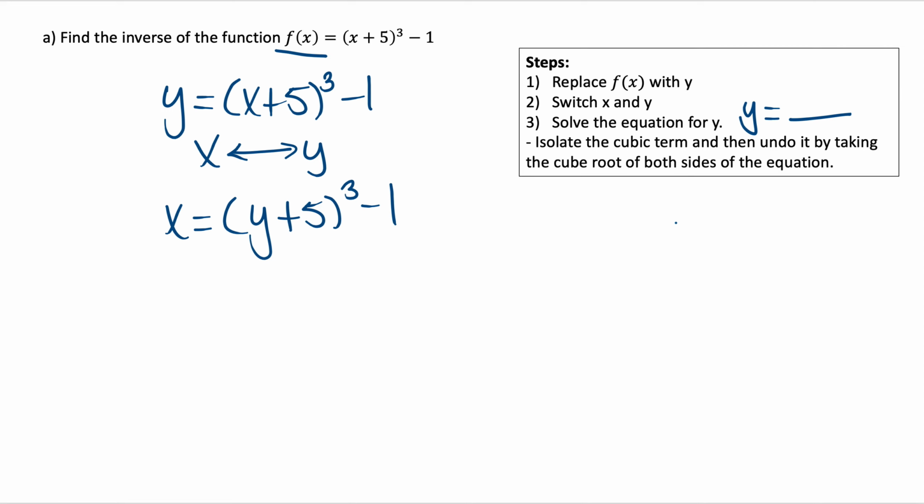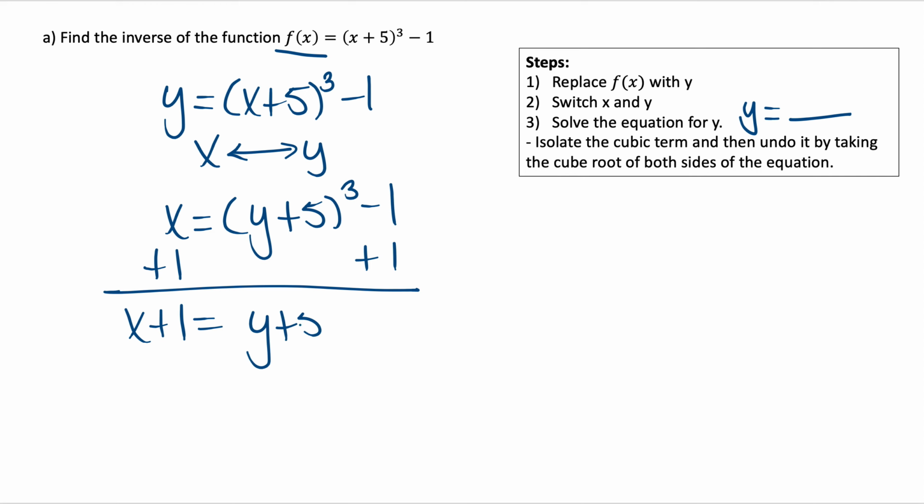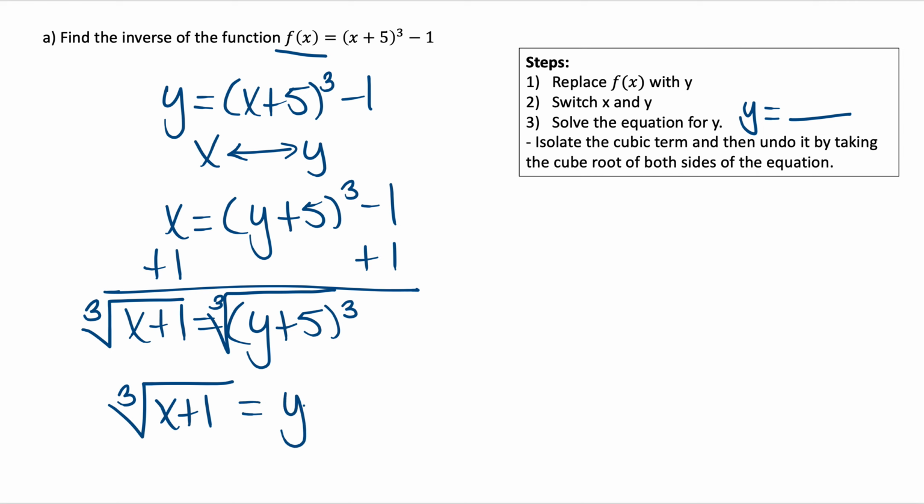Okay, I'm going to work my way from the outside in. So I'm going to start off with that minus 1, so I'm going to add 1 to both sides. And when I do that, I get x plus 1 equals (y plus 5) cubed. Now I have a cubic term that's by itself, so I can undo that by taking the cube root of both sides. So when I do that, I get the cube root of x plus 1 equals y plus 5.